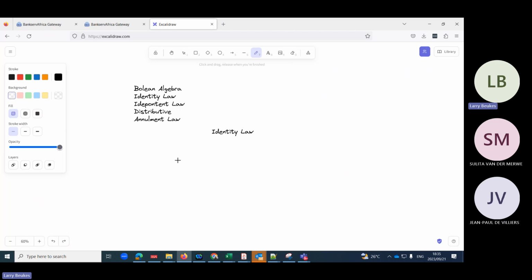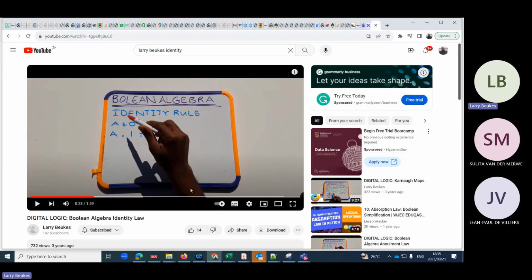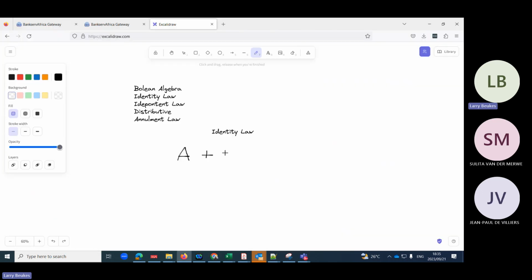So the identity rule says A plus 0 is equal to A, and A and 1 is equal to A. Okay, so where does this rule come from?